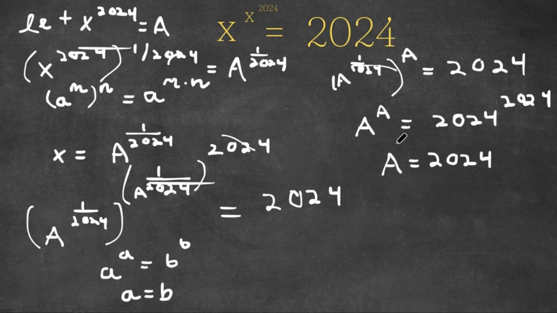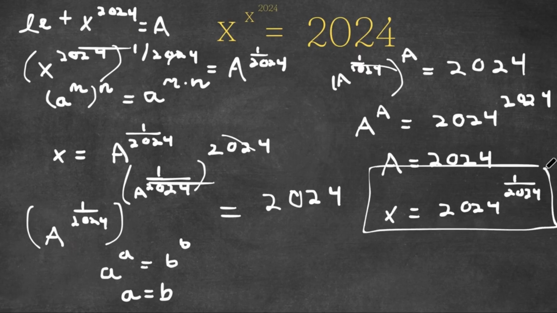And although we have a solution, a is not what we're looking for. We're looking for the value of x. So as we know, x is equal to a to the power of 1 over 2024. So this means that because we already have our value for a, x is equal to 2024 to the power of 1 over 2024. So this is our answer.